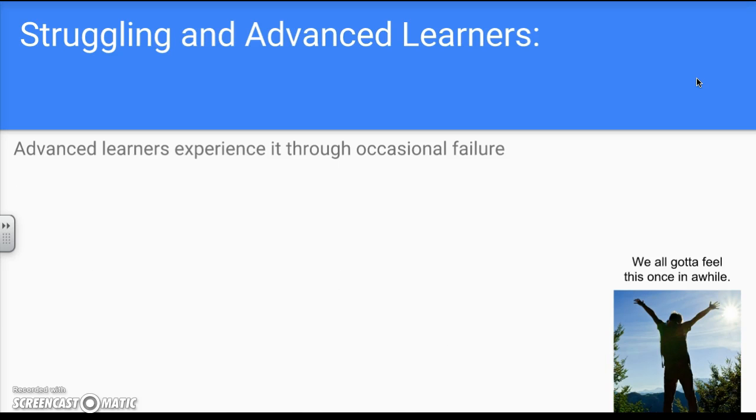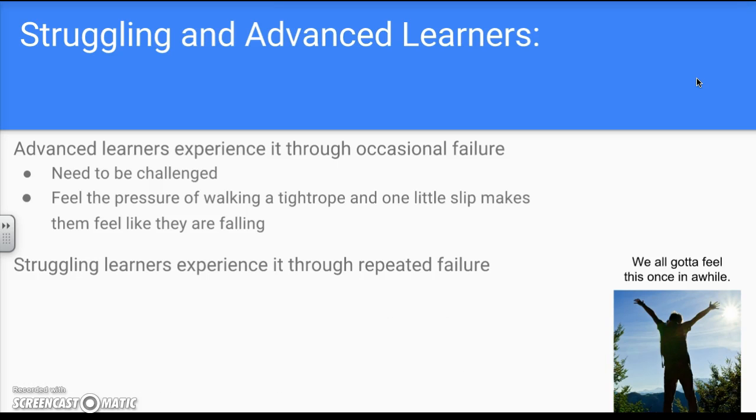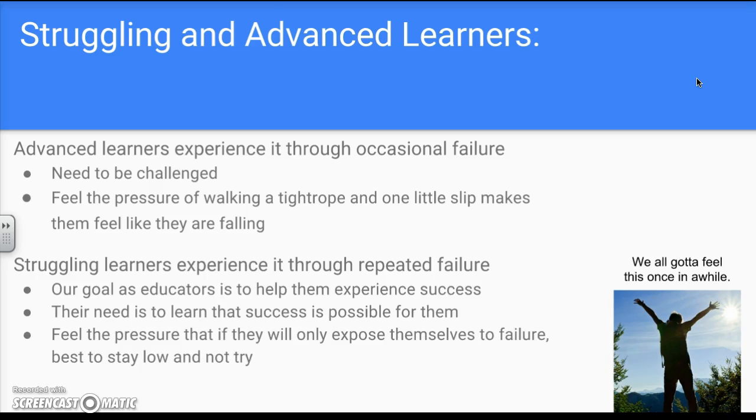Advanced learners experience self-doubt through occasional failure. These students are used to being successful and need to be challenged to ensure they are always increasing their knowledge and understanding of topics and to be prepared for dealing with failure in the future. In contrast, struggling learners experience self-doubt through repeated failure. It is our goal as educators to help them experience success and help them learn that success is possible for them. While these groups of students have differences, it is important for both of our advanced and struggling learners to have the feeling of completing a challenging task and succeeding.